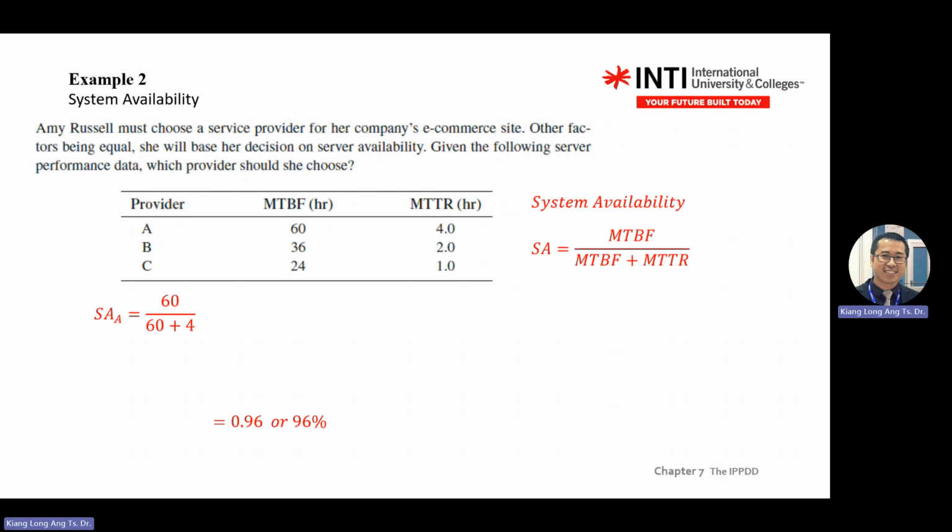So SA will be 60 divided by 64, which is about 94%. SB will be about 95%, very, very close. So in your answer, you can do 3 decimal places or 3 significant figures. Then you will see, for this module, if you have a value very near one, you extend your answer to 4 decimal places.